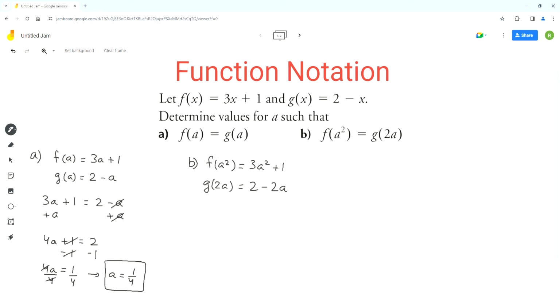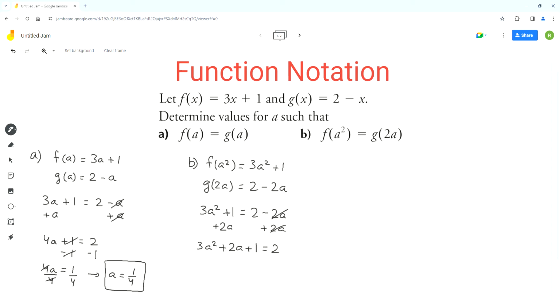Now we can make these functions equal to each other. So we get the equation 3a squared plus 1 equals 2 minus 2a. Now we have to solve this equation to find the value of a. This is a quadratic equation, so we'll move all terms to the left side of the equation. So we'll start by adding 2a to both sides. So that will eliminate the 2a's on the right side of the equation. So we get 3a squared plus 2a plus 1 equals 2.